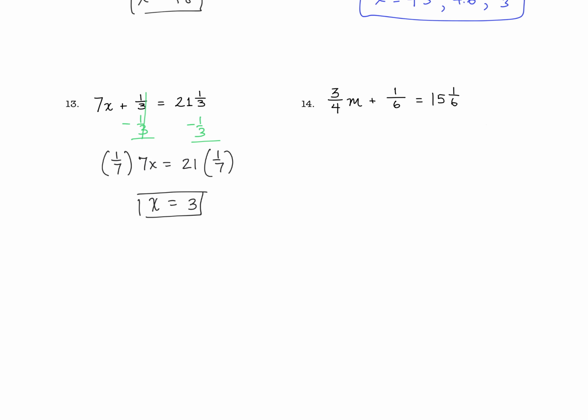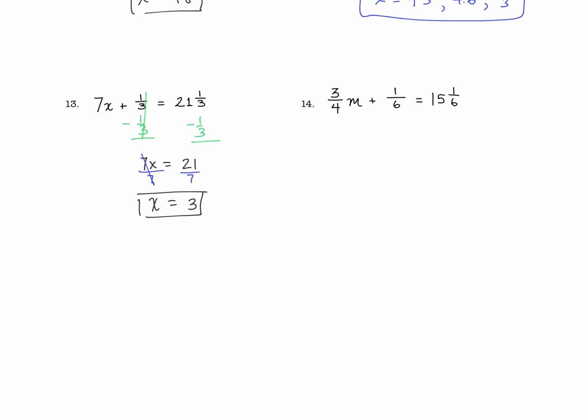If you don't want to write the reciprocal, the other way that you could do this particular problem is that you would have just gone like this. If you're more of a fan of doing this, then do it this way. Divide by 7, and you'll get the same exact answer. 7 over 7 is 1, and then 21 divided by 7 is 3. I just wanted to show that to you so that you had it.